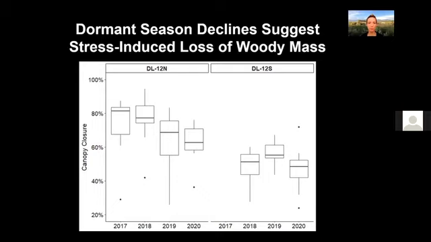So we had a wet year in 2019. We see this slight increase in woody mass, and then it kind of declines a little bit. But essentially, woody mass in this site stays more or less the same over time, which is what we'd expect, compared to this steep drop-off in DL12 North.